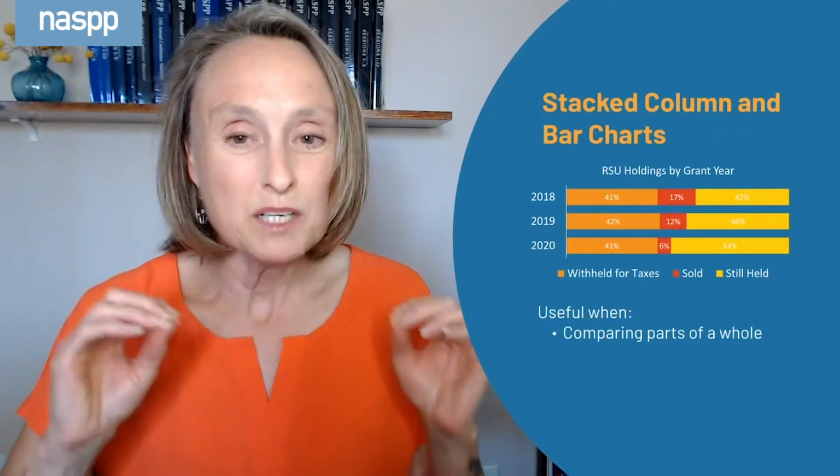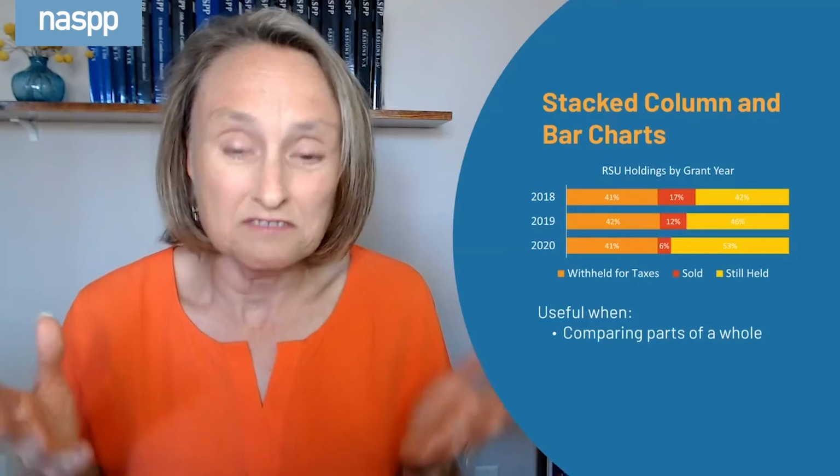Another type of chart that I use a lot is a stacked column or a stacked bar chart. What this does is allow me to take data that I would normally present in a pie chart, but allow me to present it in a way that's easy to compare. So in this example here, I'm showing RSU holdings by grant year. So for each grant year, what percentage of the shares granted were withheld for taxes, what percentage were sold, and what percentage are still held by employees.